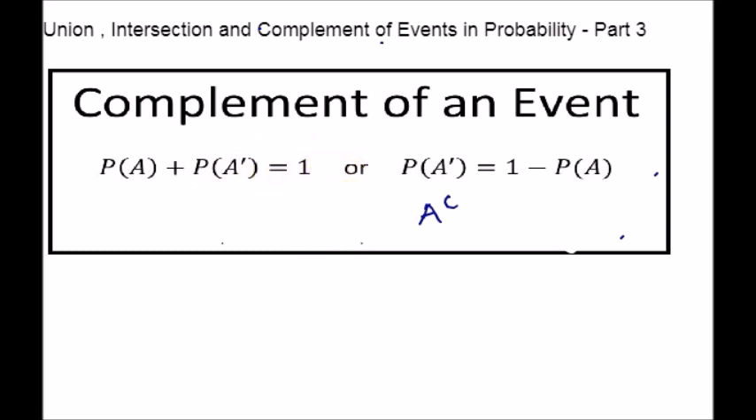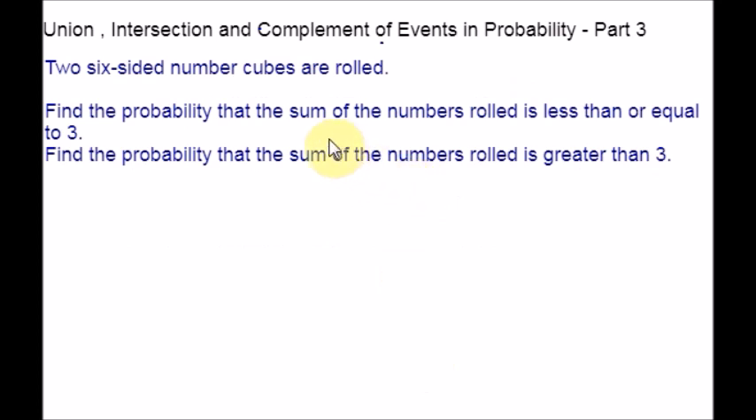Let me take a few examples that will show how to use the complement rule. After seeing the example problems, you will understand that this theorem will both speed up and simplify the probability calculations. Here is the example. Imagine that you have two six-sided number cubes that are rolled, or you can also imagine a pair of dice. Find the probability that the sum of the numbers rolled is less than or equal to 3. Find the probability that the sum of the numbers rolled is greater than 3.